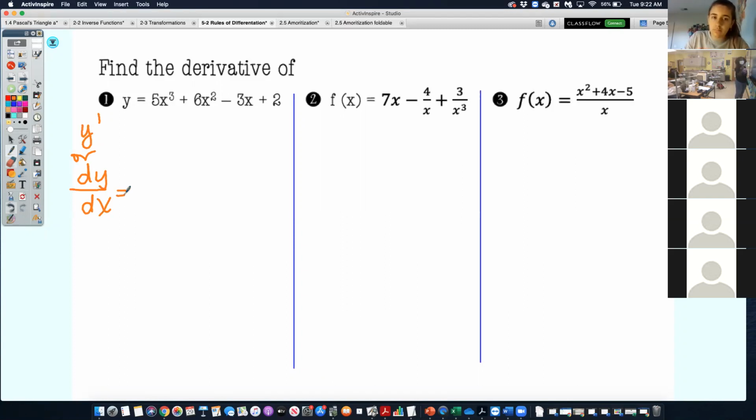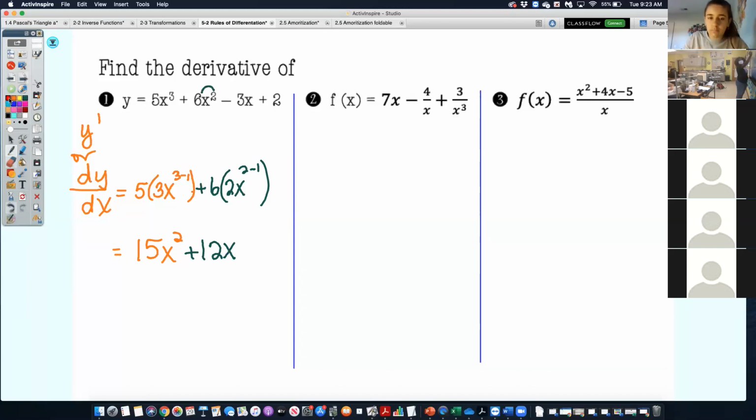Let's apply our rules. Remember, we take the exponent and multiply it by the coefficient. So that becomes 5 times 3, and then I need to subtract 1 from my exponent. So what is that? 15x squared is the first term. Now for the next term, I do the derivative of the next term. That's gonna be 6 times, remember I multiply the exponent by the coefficient, and then I subtract 1 from the exponent. What does that become? 12x.